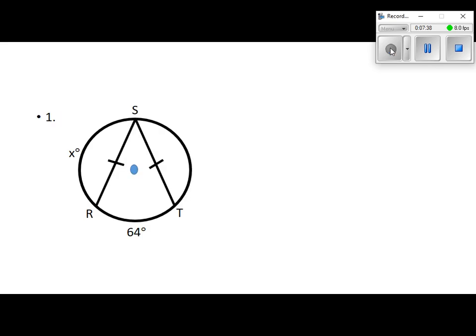The assignments on page 591, problems 1 through 16. So get your books out and we'll get started on this. If I go too fast, just pause the video. On number 1 through whatever here, they want us to find x.